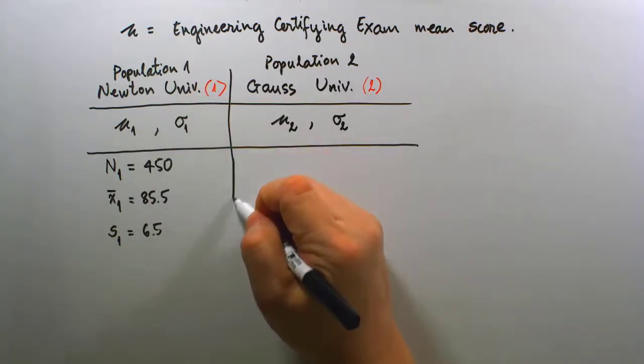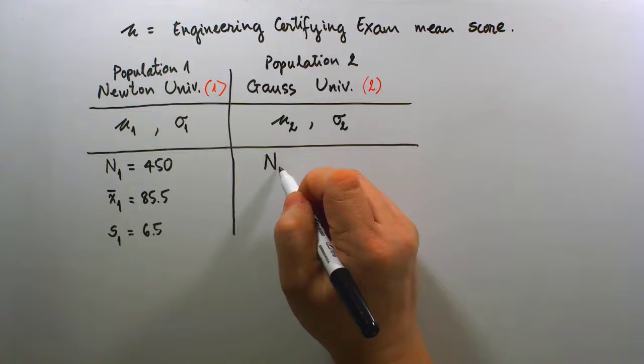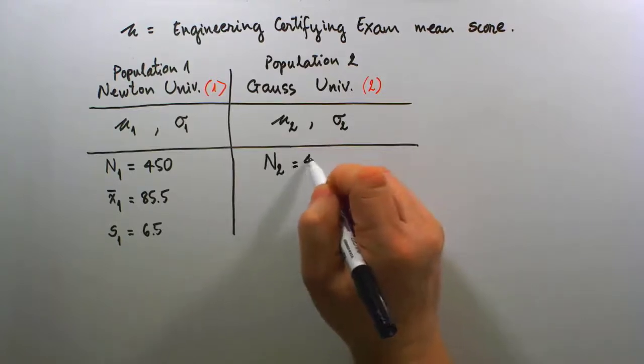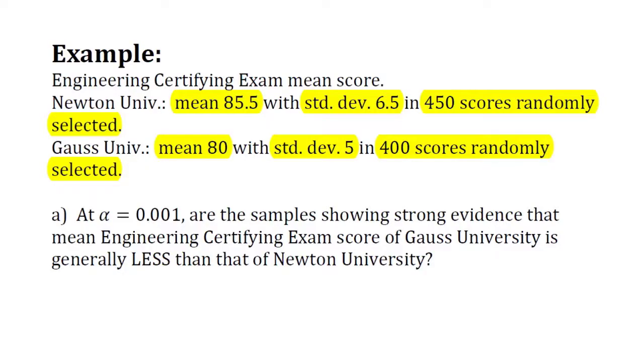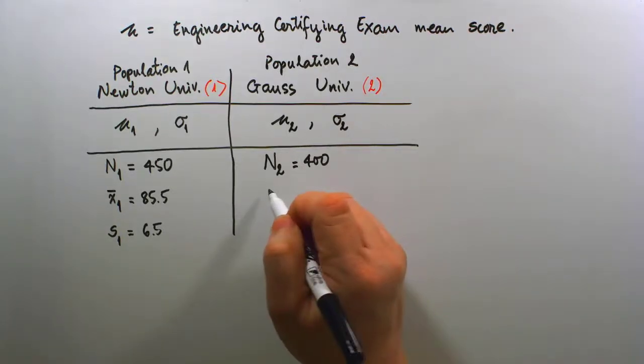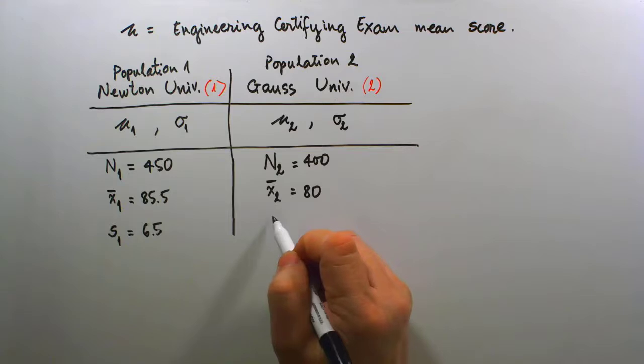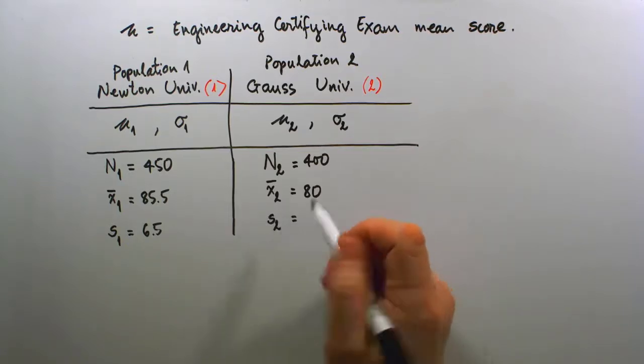And so now if we're looking over to population 2, the sample size that we used on each sample from population 2 is 400, according to what's written in the wording description. And so now, 400 scores randomly selected from Gauss University, which is now population 2. And then this mean here is a sample mean value from population 2, and this is a sample standard deviation from population 2. And so that means now on this table, I have x bar 2 equals 80, and S2 equals 5.